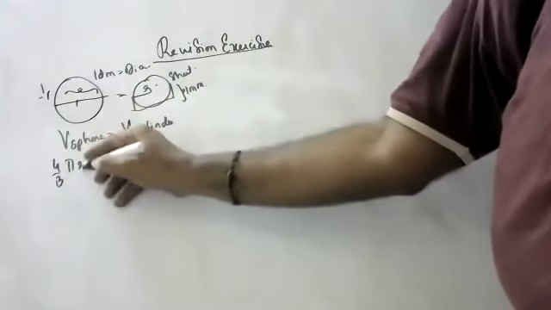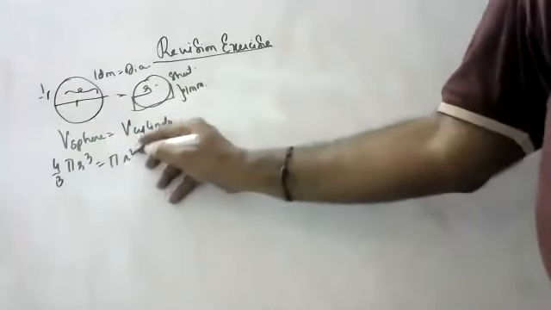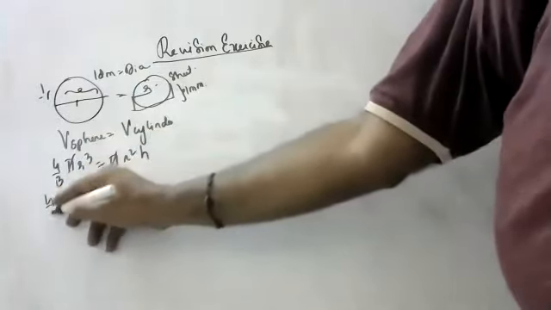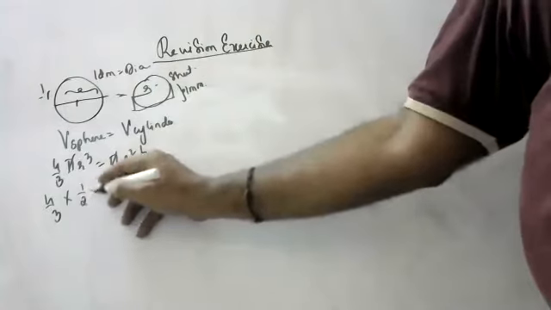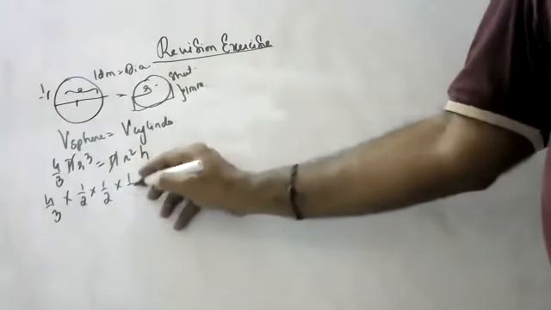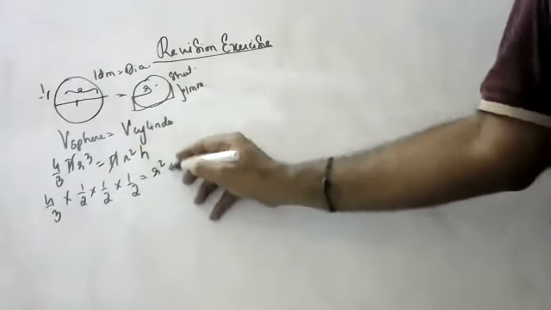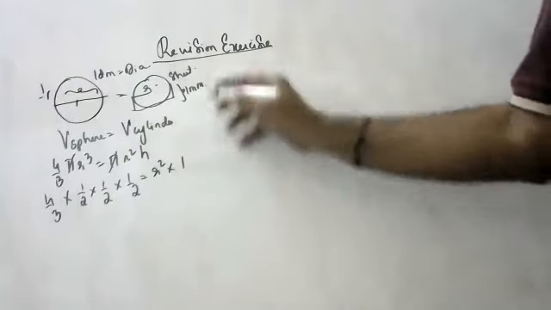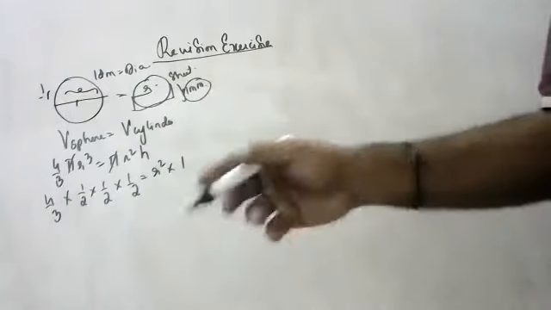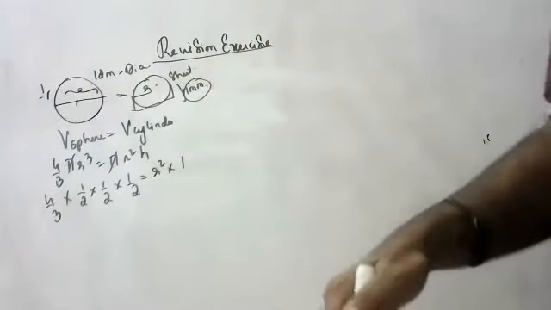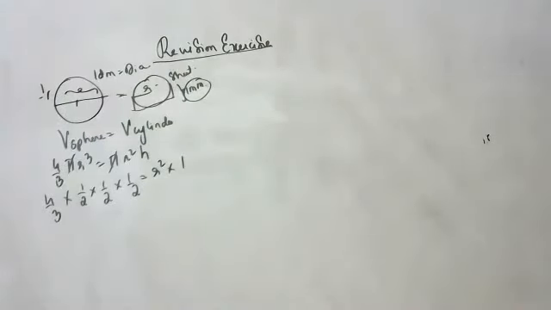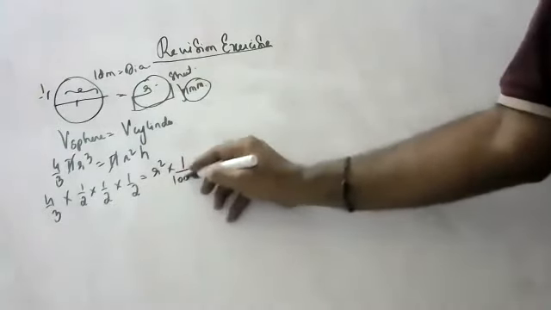4 by 3 pi r cube equals pi r square h. Okay, pi cancels. 1 decimeter in diameter, so radius is 1 by 2. 1 by 2 into 1 by 2 into 1 by 2 equals r square into 1 mm. How to convert mm to meters? Sir, divide by thousand. Mm to meters by thousand.